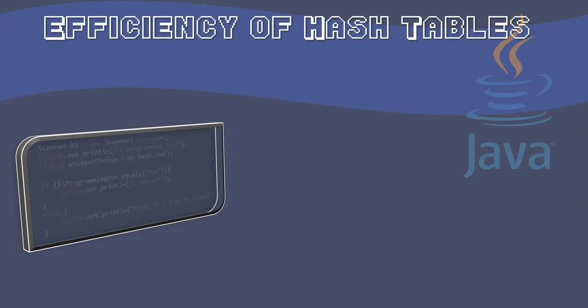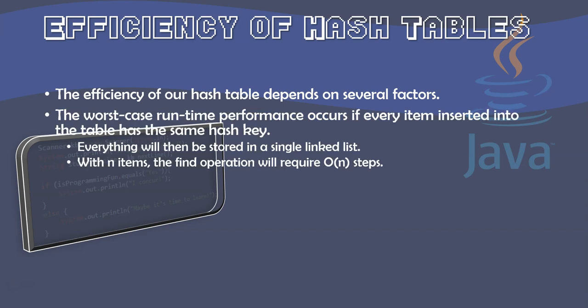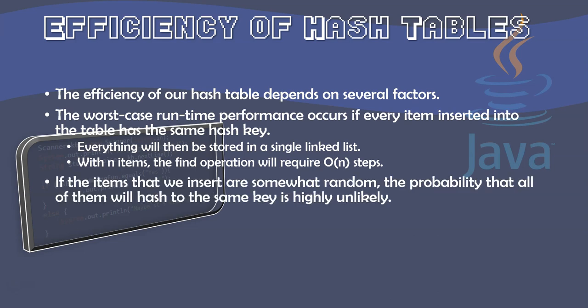Now, all this mapping and everything that's going on is going to lead us back to our conversation about the efficiency of hash tables. The efficiency of our hash table depends upon several factors. The worst case runtime performance occurs if every item inserted in the table has the same hash key. So if we put, let's say, everything at node 2, well, then everything is going to be stored in a single linked list. And with n items, the find operation is going to require big O of n steps. If the items we insert are somewhat random, though, well, the probability that all of them will hash to the same key is going to be very unlikely here.